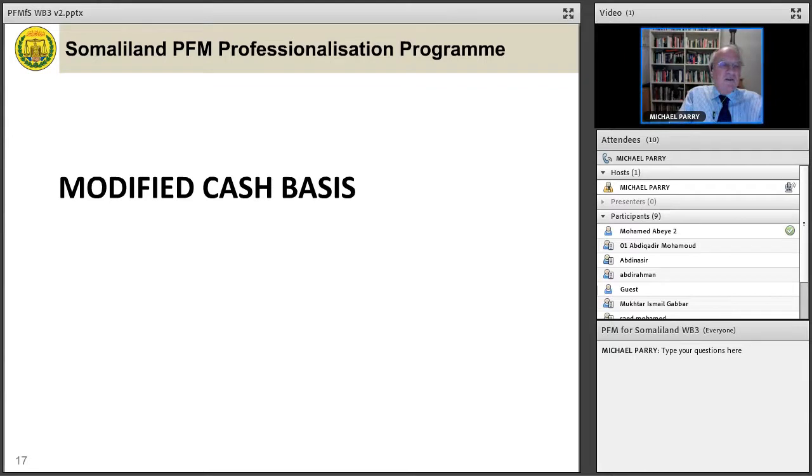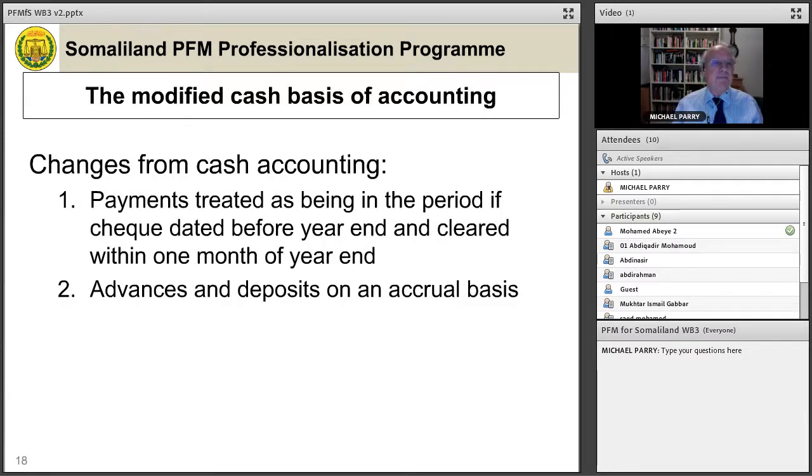Let's next look at the modified cash basis. There's no precise definition of what we mean by modified cash accounting. As I said at the start, there is no official definition of modified cash. The usual way that the term is used is the way that it's described in this slide. And for example, a recent book that's been published on this by the IMF uses this definition.